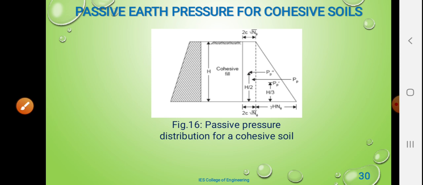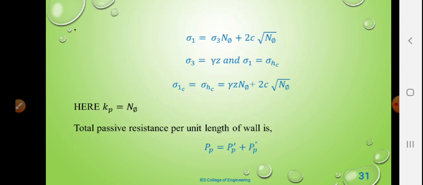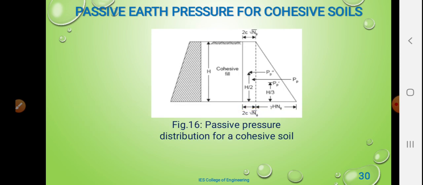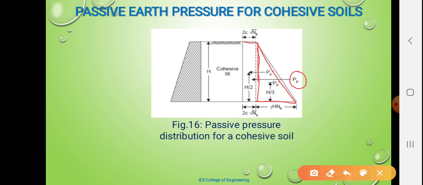Next, passive earth pressure for cohesive soils. In this case Pp equal to Pp dash plus Pp double dash. That means passive thrust equal to Pp dash plus Pp double dash. Here Pp dash is the passive thrust acting at a height of h by 3 from the base in the case of this triangle, and Pp double dash is the passive thrust acting at a height of h by 2 from the base. That means in the case of this rectangle, h by 2 is the centroid of the rectangle and h by 3 is the centroid of the triangle.